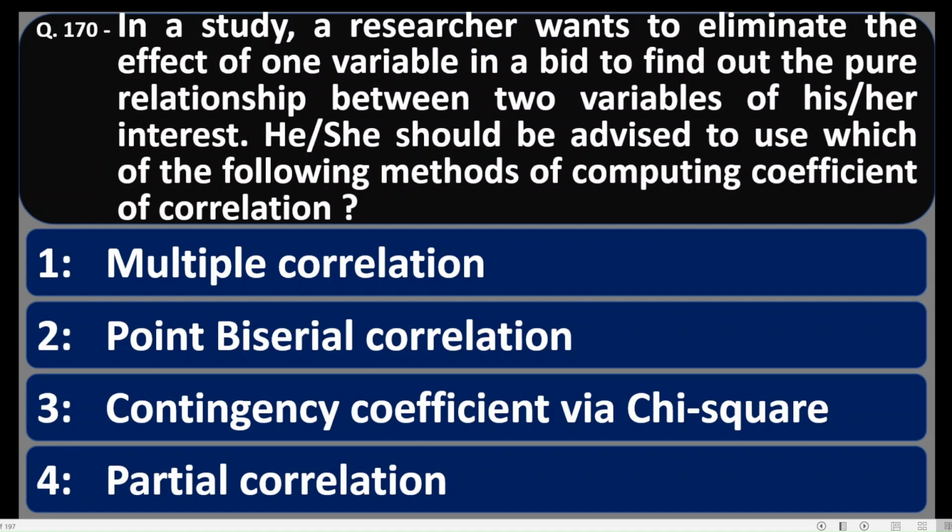Here three variables are there and one is to be controlled, and relationship between the two others is to be found. In such a situation, partial correlation coefficient is calculated, so option number 4 is correct. If one variable is to be controlled and relationship between two variables is to be found out, then partial correlation coefficient is calculated.